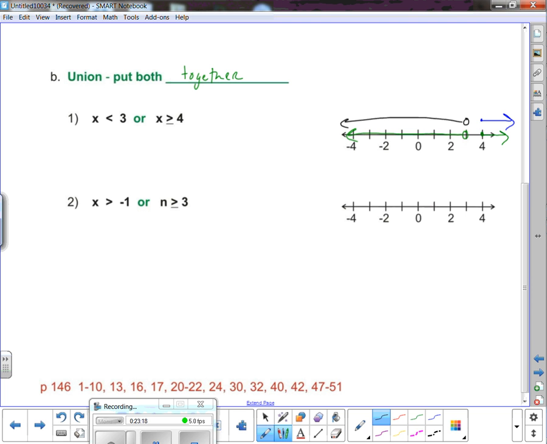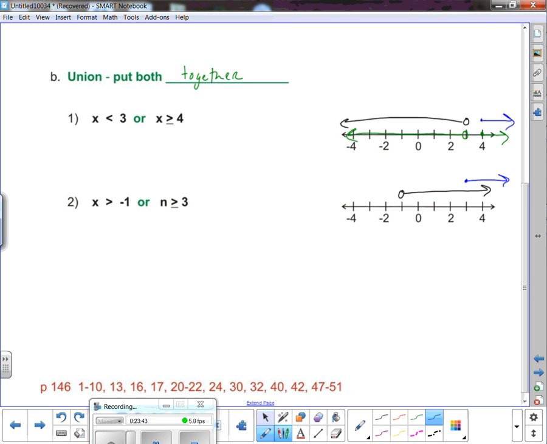Okay, look at the second one. It's a little bit more clear. X greater than -1. All right, greater than is a circle. Circle over the -1, arrow to the right. Take your blue, x greater than or equal to 3. Dot on the 3, arrow to the right. Now, what's the union?